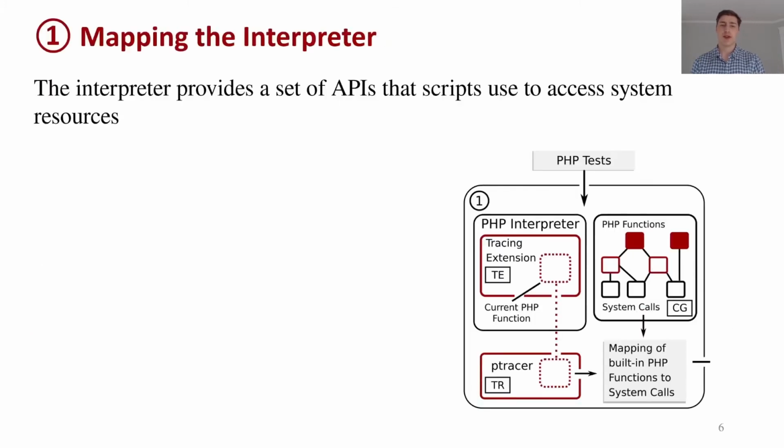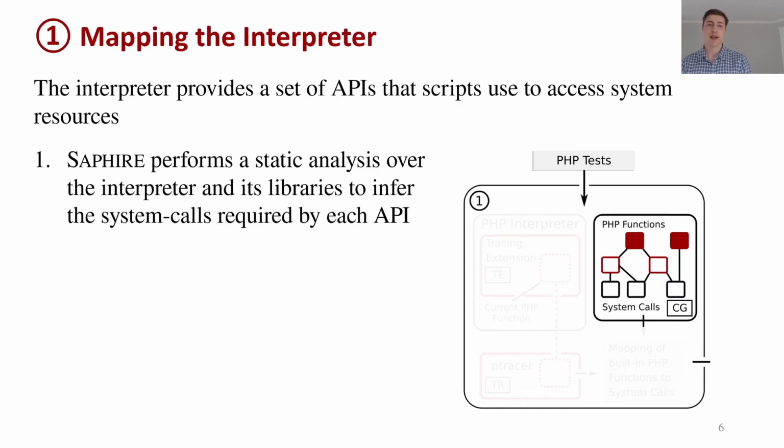In the first stage, we are focused on the PHP APIs implemented in the interpreter's native code and exposed to the high-level PHP scripts. Specifically, for each API, we want to identify the set of syscalls that the API might invoke. To do this, Saphire starts off by performing a static analysis over the interpreter binary and its libraries to get a base mapping of API functions to syscalls.